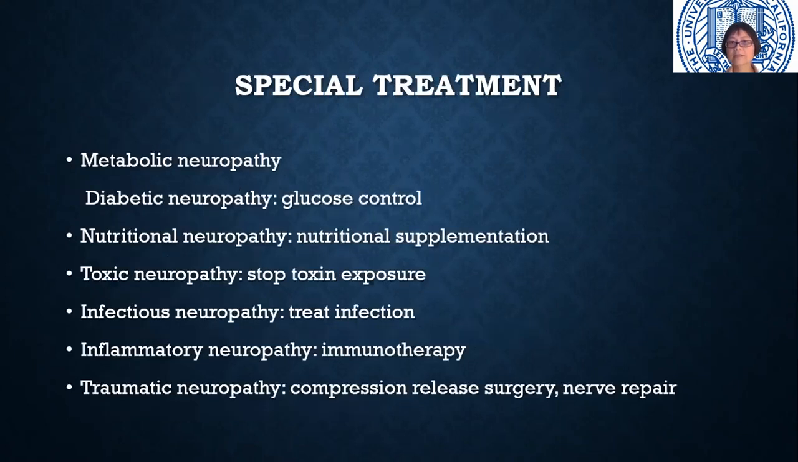So there are certain special treatments for some unusual types of neuropathy or different types of neuropathy. Like diabetic neuropathy, as we mentioned, glucose control is really important. In nutritional neuropathy, we emphasize nutrition supplementation. In toxic neuropathy, for sure, you want to stop the toxin exposure. In infectious neuropathy, we will treat the infection. Inflammatory or immune-mediated neuropathy will need immunotherapy.